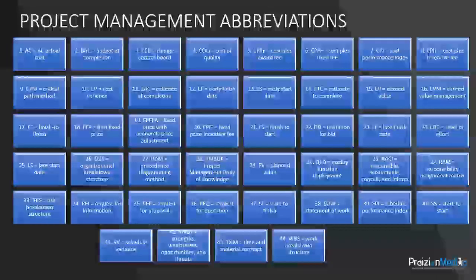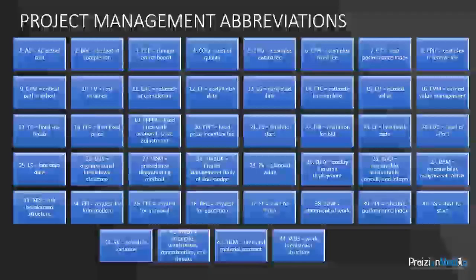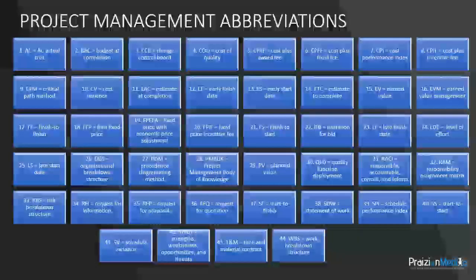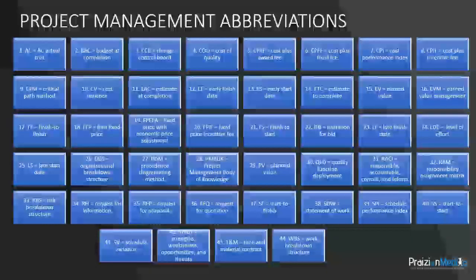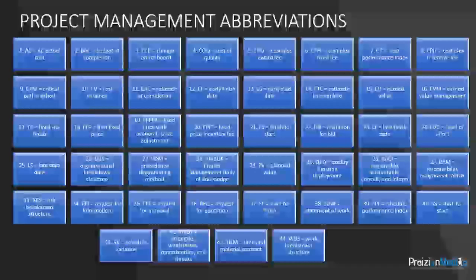WBS, work breakdown structure. The work breakdown structure is a hierarchical decomposition of the project, showing from the top down what needs to be done at a high level. The work breakdown structure goes down to a level we call the work package, which does not go into the task level.